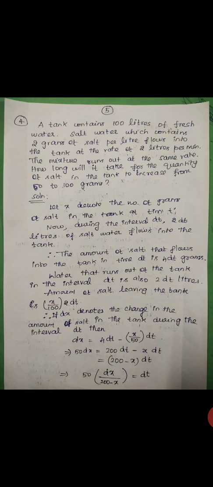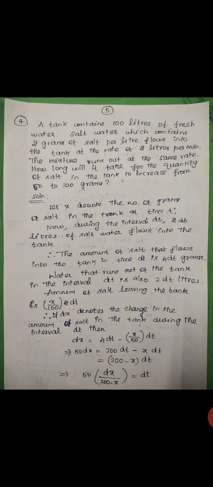What is given? 100 liters of fresh water in our tank. Salt water which contains 2 grams of salt per liter flows into the tank at the rate of 2 liters per minute. The mixture runs out at the same rate. How long will it take for the quantity of salt in the tank to increase from 50 to 100 grams? Solution: let X denote the number of grams of salt in the tank at time t. Generally we have to take this.